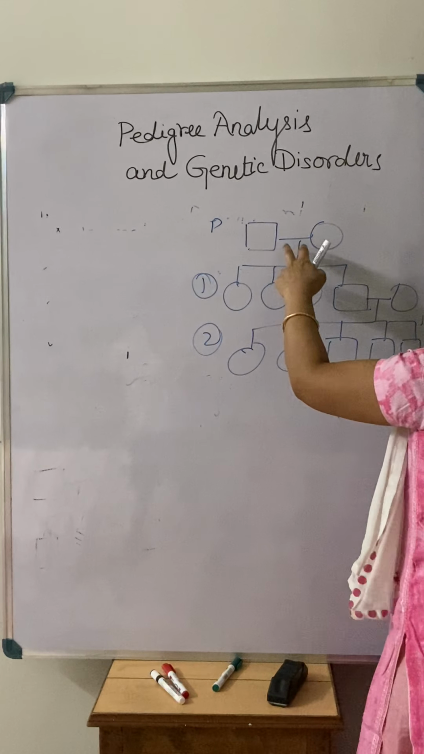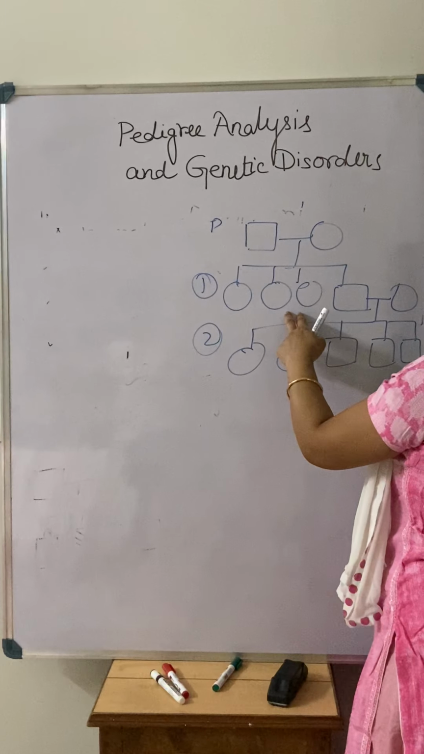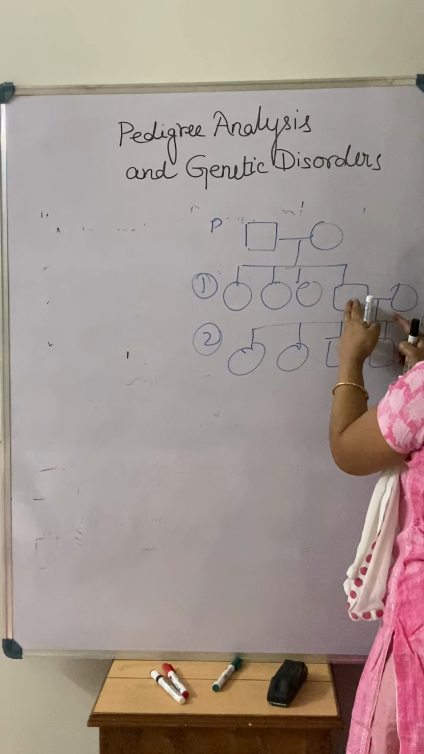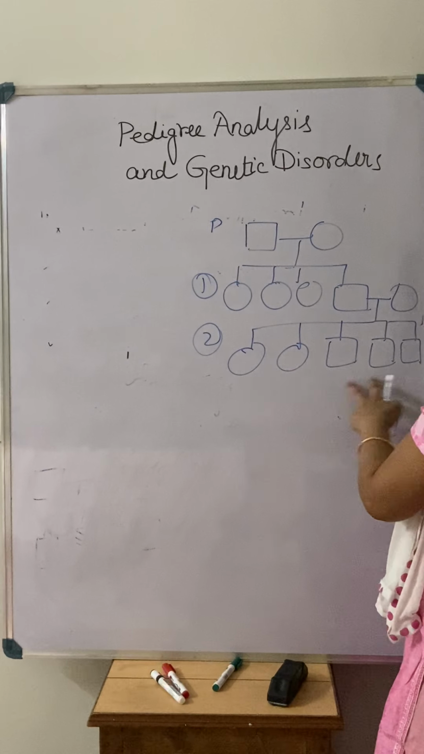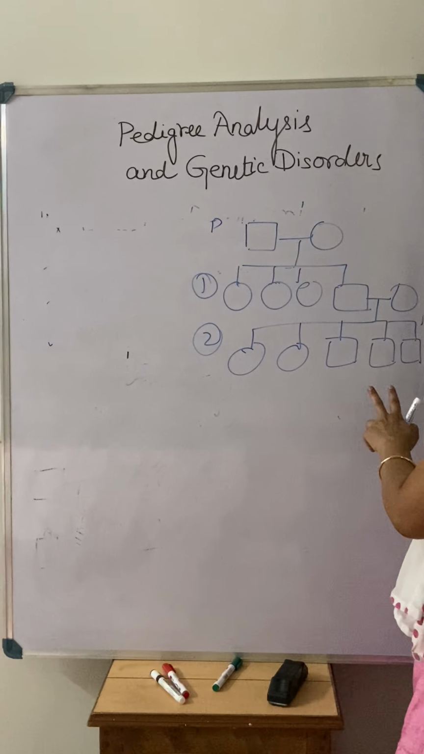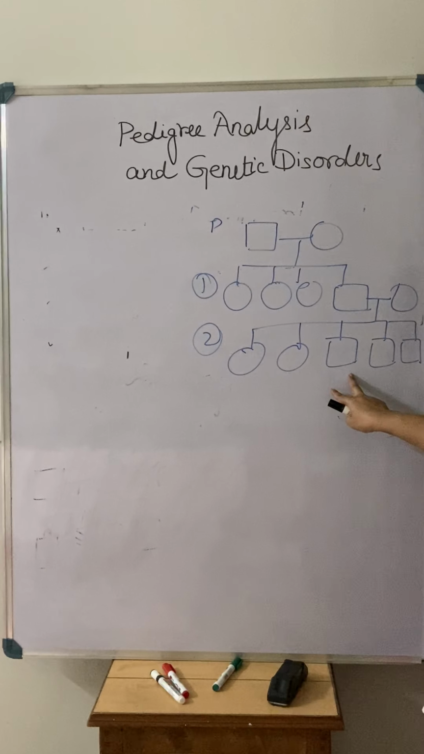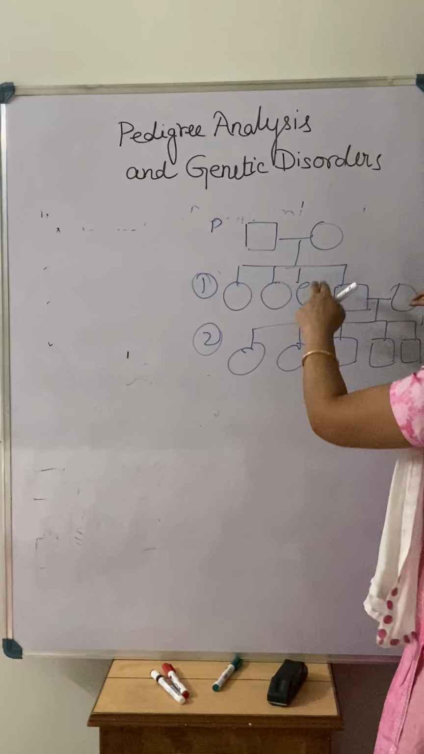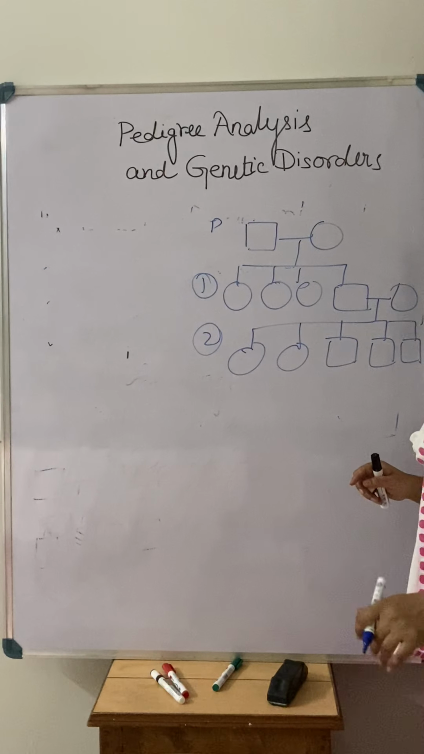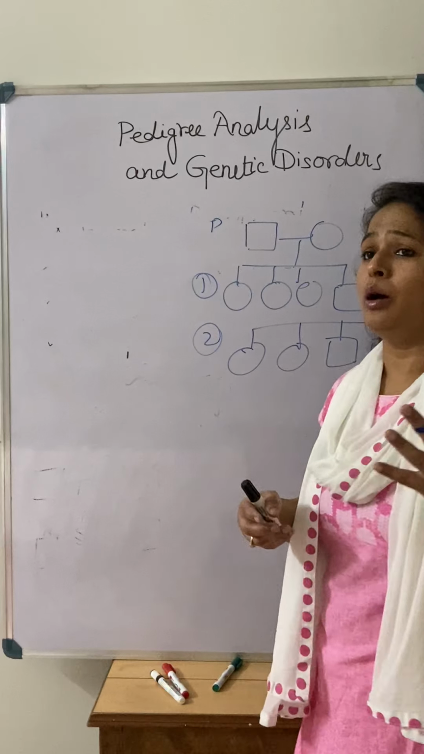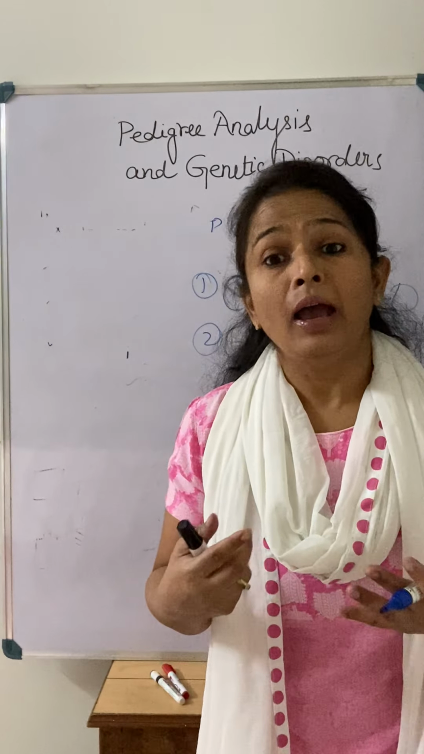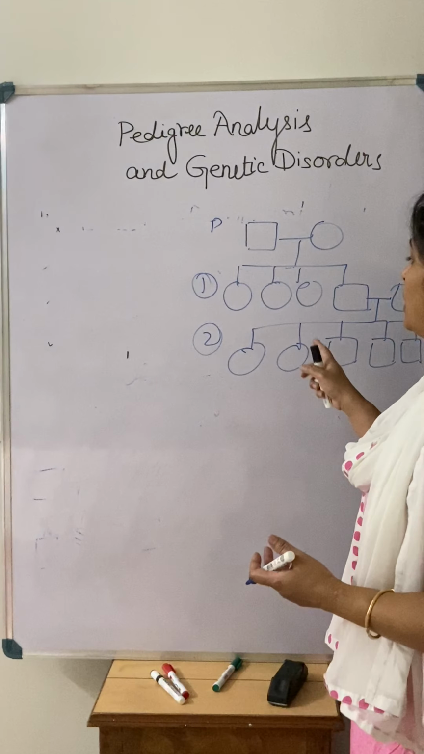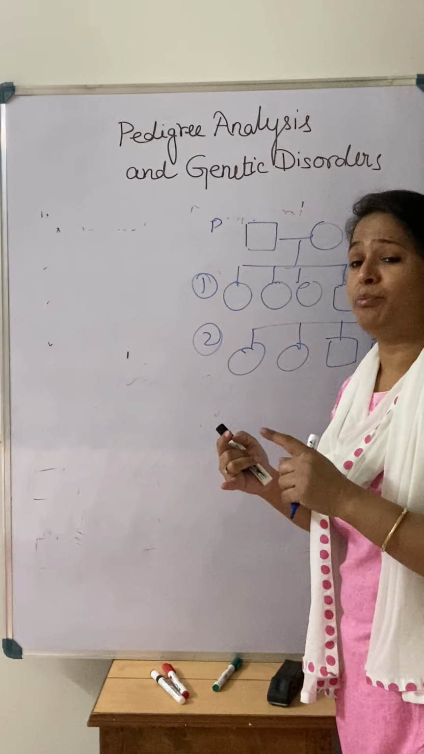So when the parents are unaffected, the individual is unaffected. If this individual again meets with another healthy woman, what happens? The next generation is again healthy. So there is what we call no skipping of generation. It means if a healthy individual meets with a healthy individual, their offspring come in a healthy form. So this we call no skipping of generation.